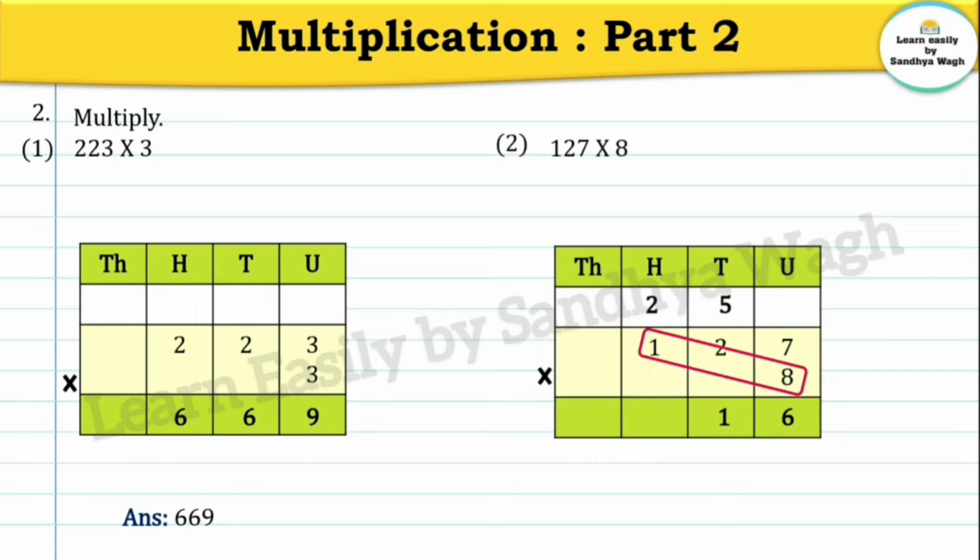Now 8 ones are 8. 8 plus 2, 10. So we will write 0 in the hundreds place and 1 will go in the thousands place. So our final answer is 1016.